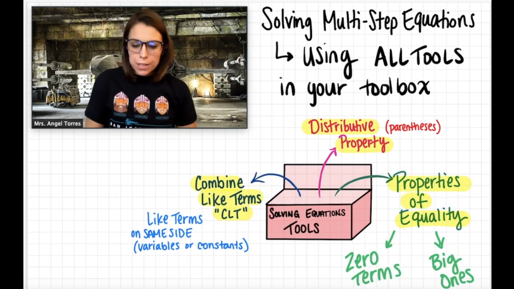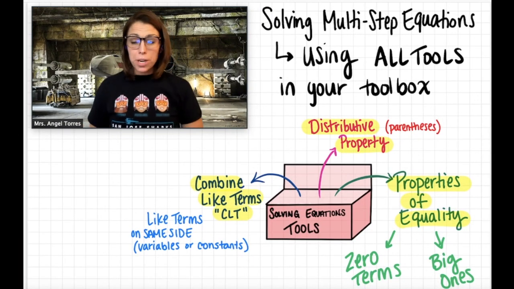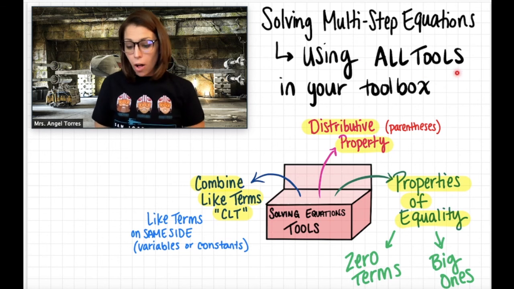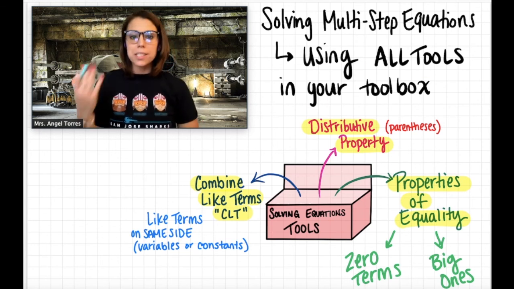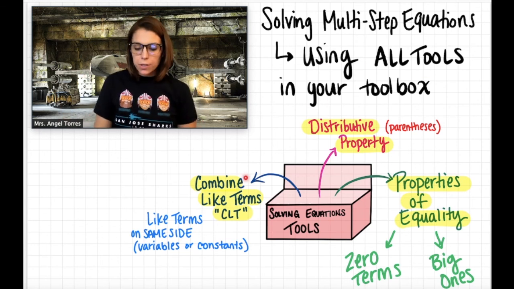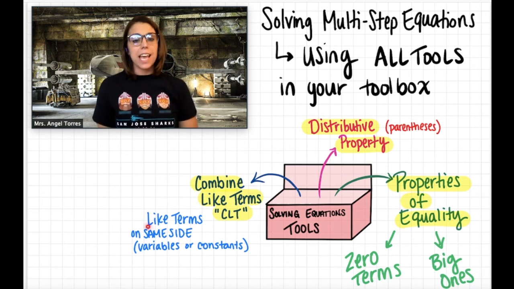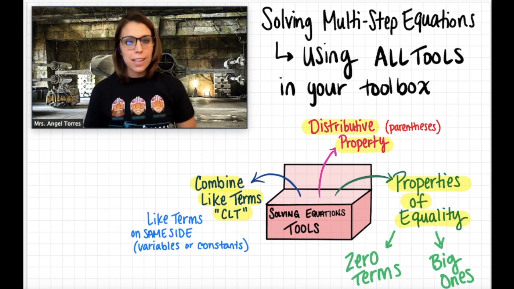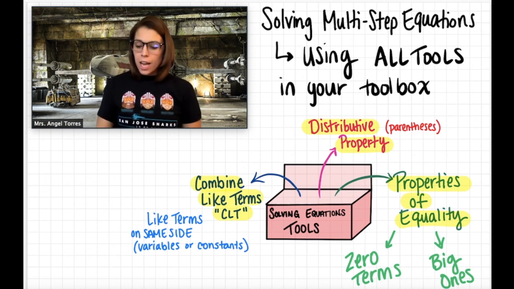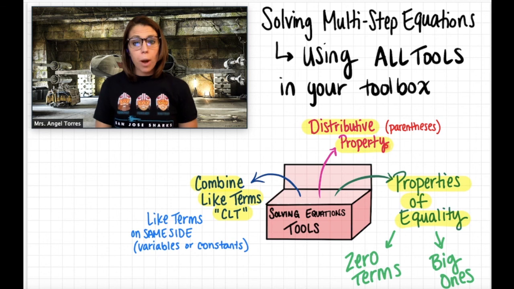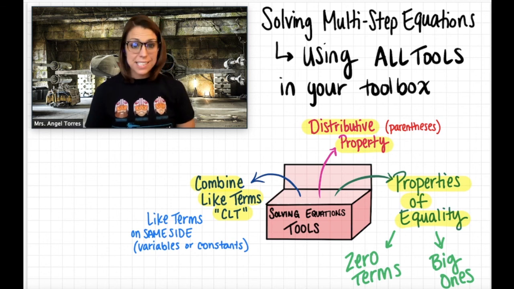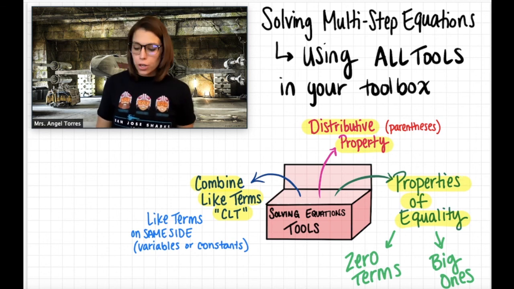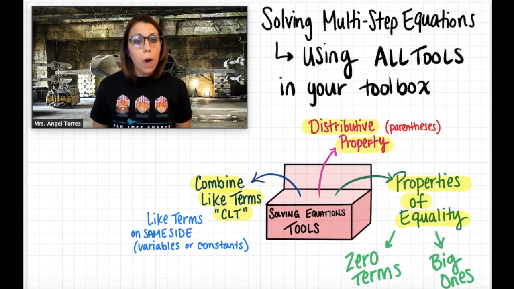Quick recap. Solving multi-step equations pretty much means you're going to be using all your tools in your toolbox, or at least most of them. To determine if there's a combining like terms tool, you're looking for like terms on the same side. Those like terms could be variables or constants. Again, constant means it doesn't have a variable. To determine if you're going to use the distributive property tool, you look for parentheses. And properties of equality are used to create zero terms and big ones, keeping the equation true while you're doing so.